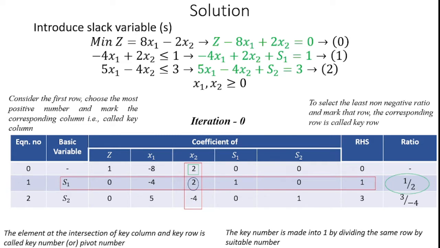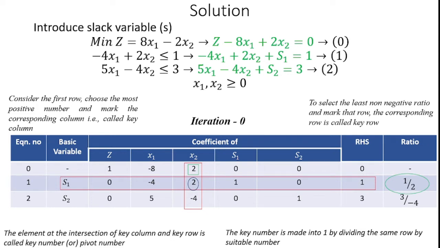Here I introduce the slack variable s1 into the constraint equation, so that the inequality is converted into minus 4x1 plus 2x2 plus s1 equals 1. Likewise, I convert the first constraint equation. After that, I move to the second constraint equation, in which 5x1 minus 4x2 less than or equal to 3 is available.